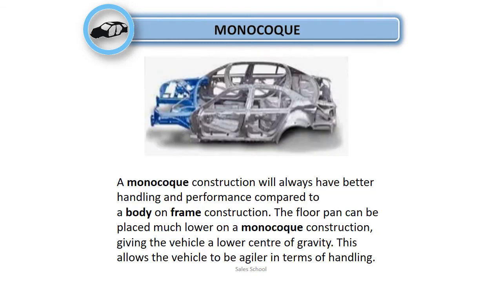A monocoque construction will always have a better handling and performance compared to a body-on-frame construction. The floor pan can be placed much lower on a monocoque construction, giving the vehicle a lower center of gravity. This allows the vehicle to be agiler in terms of handling.